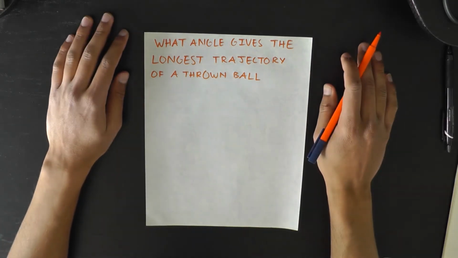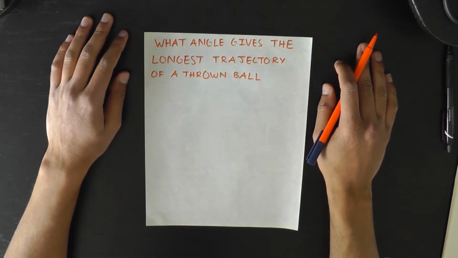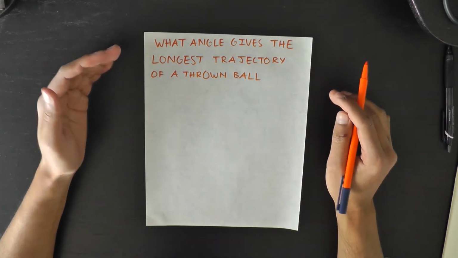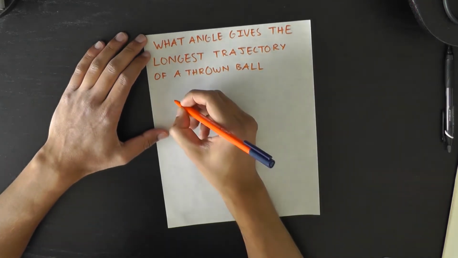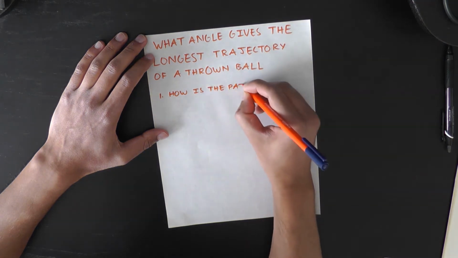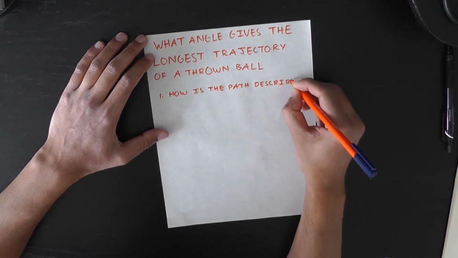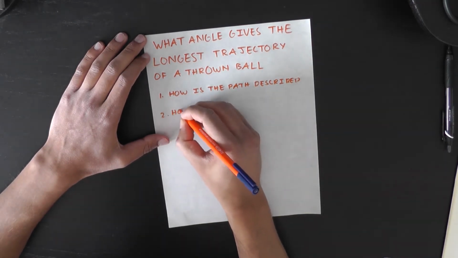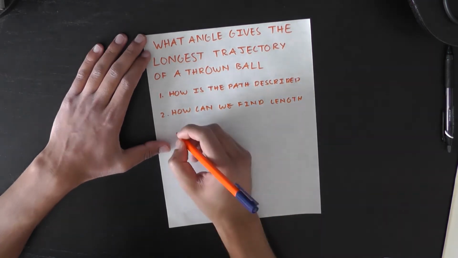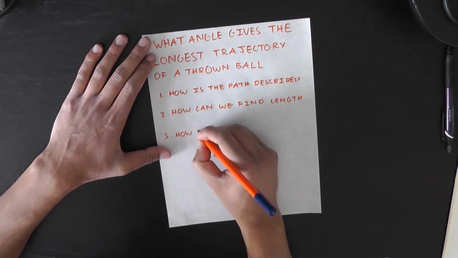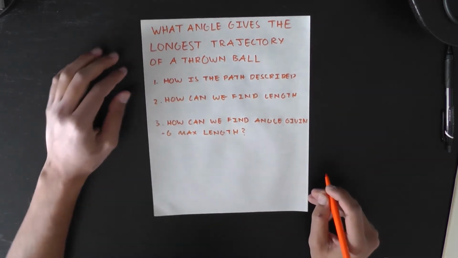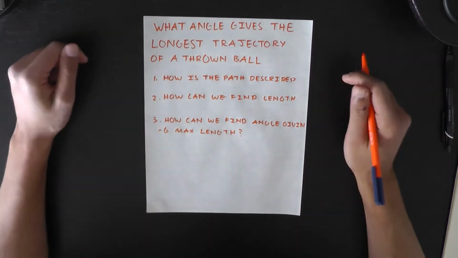What angle gives the longest trajectory of a thrown ball? So we can think about three questions that will help us answer this. First is, how can we describe the path? Next is, how can we find the length? How can we find the angle which gives the maximum length? Those are the three questions that will help us answer this problem.